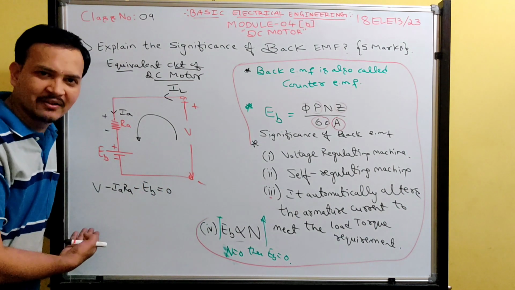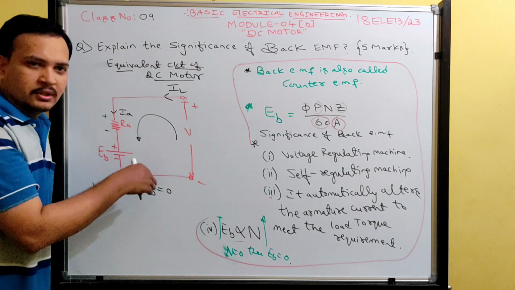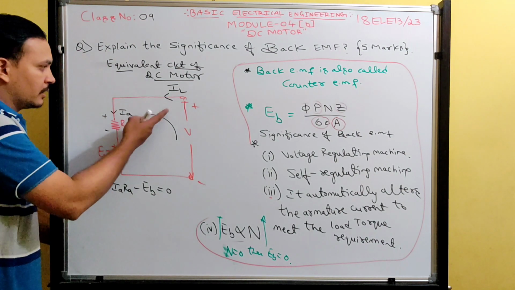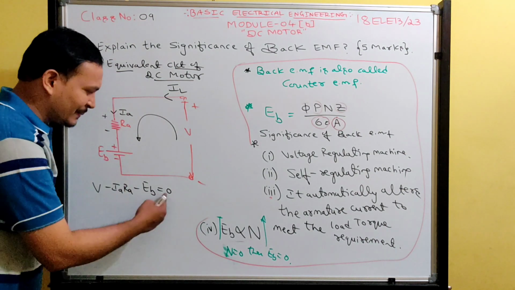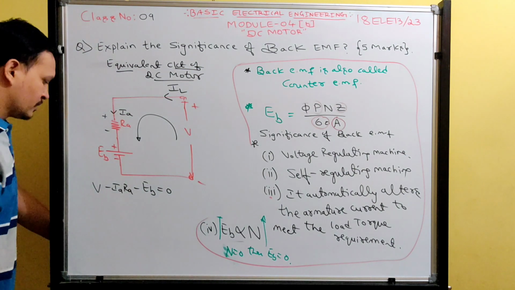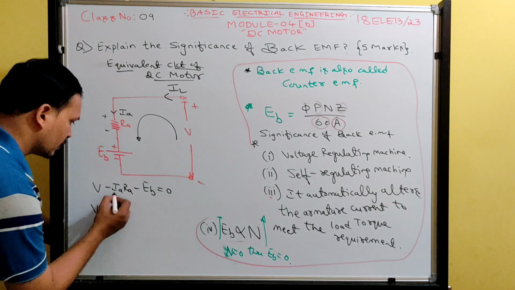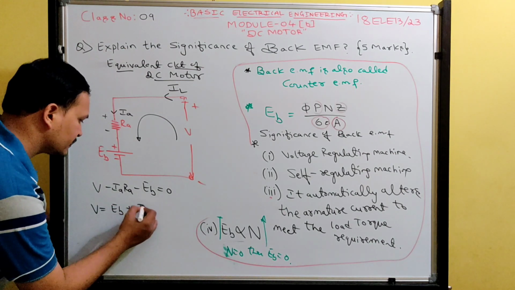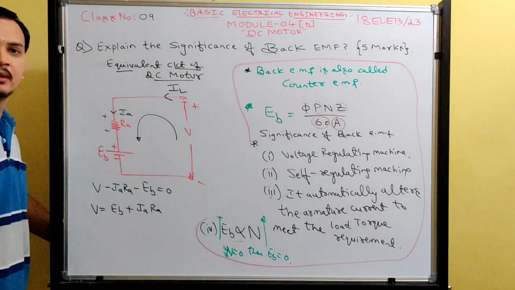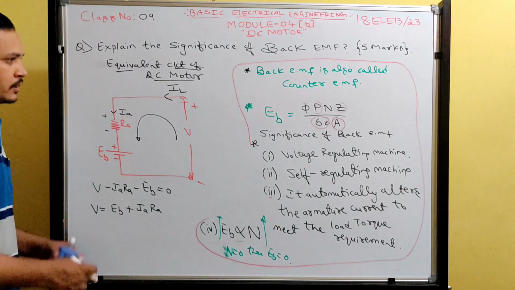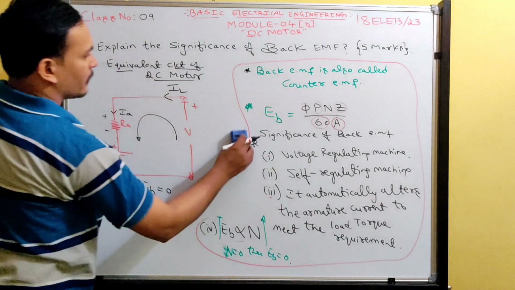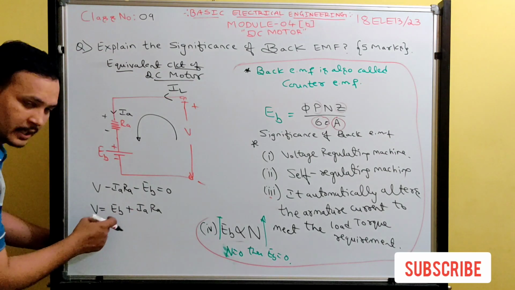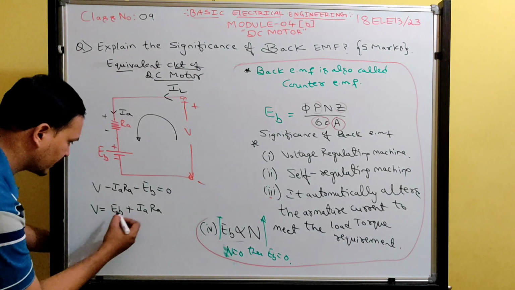What is it? The KVL equation. In any closed circuit, the algebraic sum of all the EMF sources and individual potential drops, taken with proper sign convention, adds up to 0. Now V is equal to, you take all negatives to the right hand side, V is equal to EB plus IA into RA. From this I am going to write the armature current equation. Look at here.